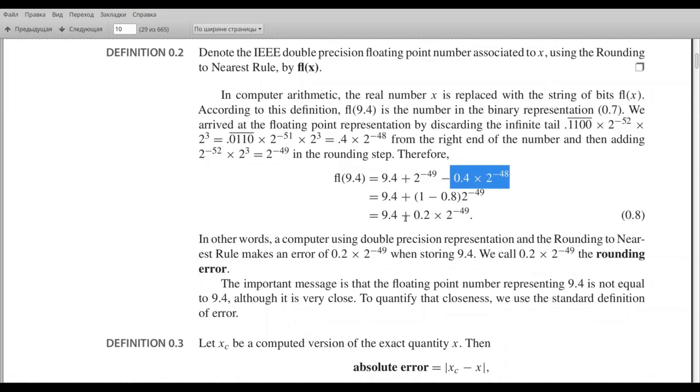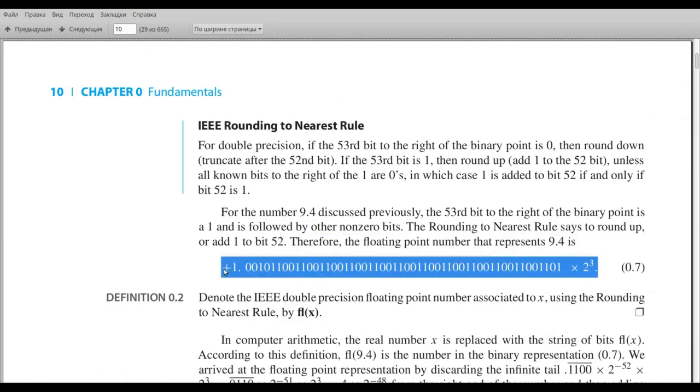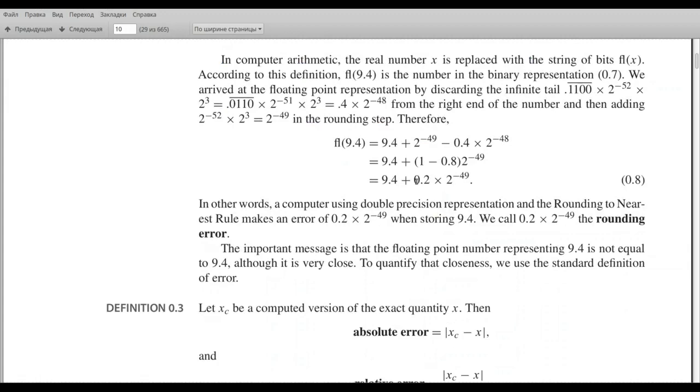So if you just subtract all these, you're getting that really the number which you've got, using rounding to the nearest rule, is 9.4 plus 0.2 multiplied by 2 to the negative 49. So in other words, the computer using double precision representation and the rounding to the nearest rule made this representation contain intrinsic error, which corresponds to this. When we store 9.4 in our computer using double precision and IEEE 754, this is our rounding error.